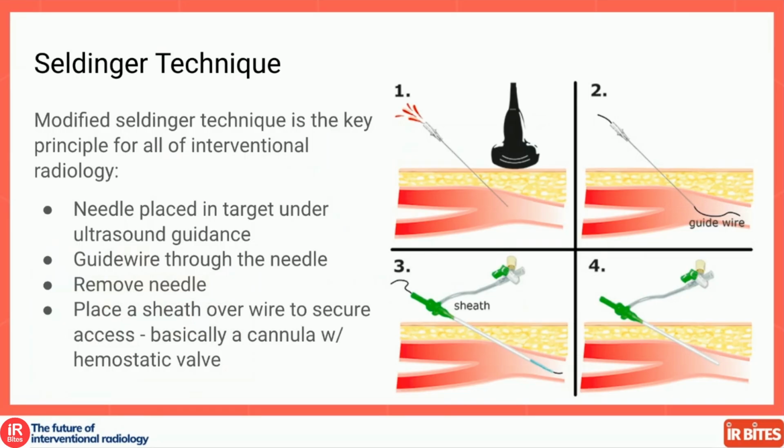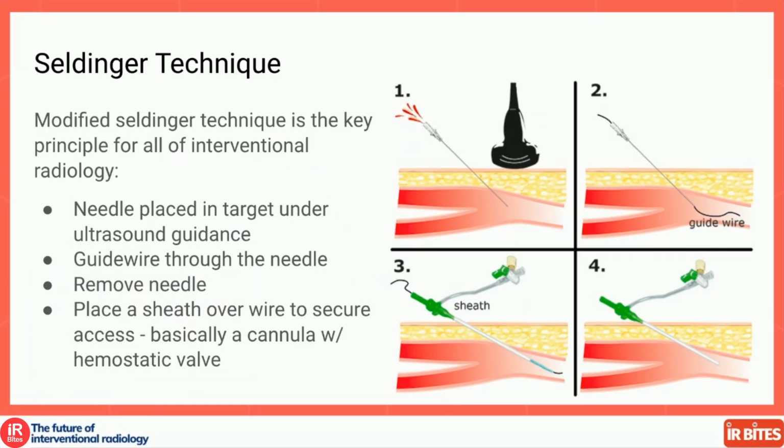It's the principle of all or most of the IR procedures that we do. And the principle of that is if you get a guide wire somewhere, then you can do anything pretty much. So particularly for vessels, how that's applied is that the ultrasound probe is used to look at the vessel, and the initial access is done with just a needle. And once needle access is gained, you then pass a wire through that needle, remove the needle, so you've got your guide wire access, and then you put a sheath over this guide wire.